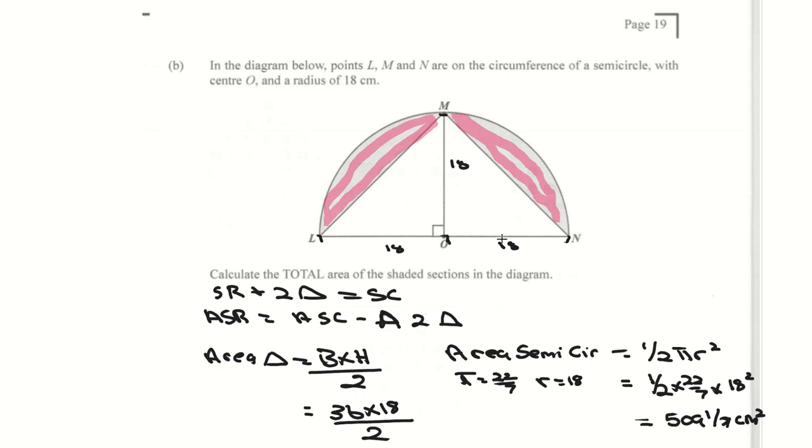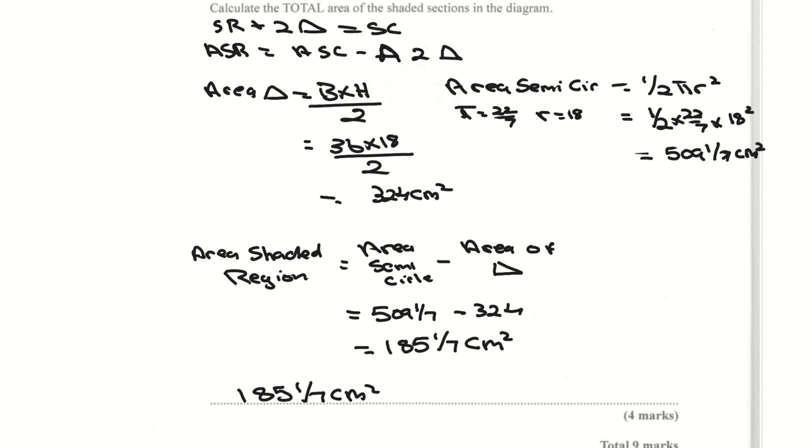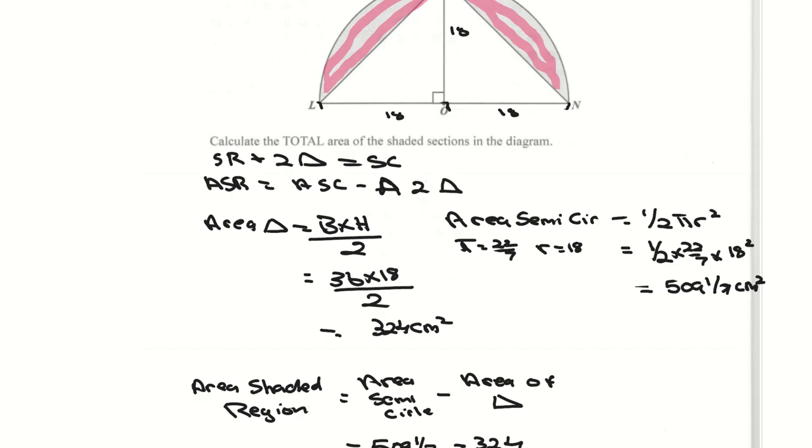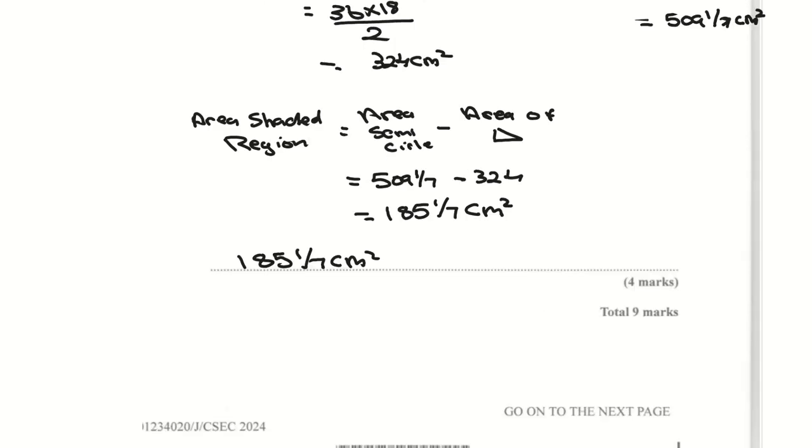Semicircle means half of a circle, which is a half pi r squared. A half by 22 over 7 by r squared, which is 18 squared. You'll get 509 and 1 over 7. So for the area of your shaded region, you subtract that, you'll get 1,185 and 1 over 7 centimeters cubed. Or you could put it to one decimal place and you'll get your answer. And that would be correct.